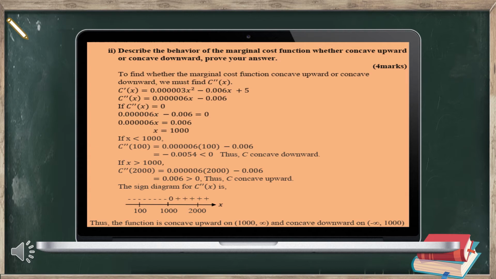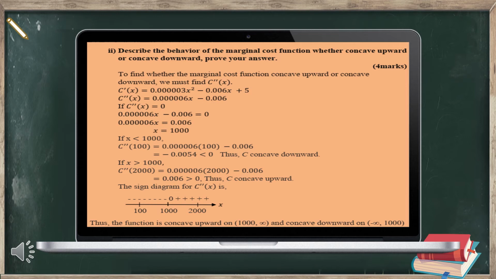If x is smaller than 1000, let's say I choose 100, so we use the second derivative of the cost function, which is 0.0006x minus 0.006, and then we place 100 into the x. We get 0.0006 times 100 minus 0.006, and in the final answer we get negative 0.0054. So because negative 0.0054 is smaller than 0, thus the cost function is concave downward.